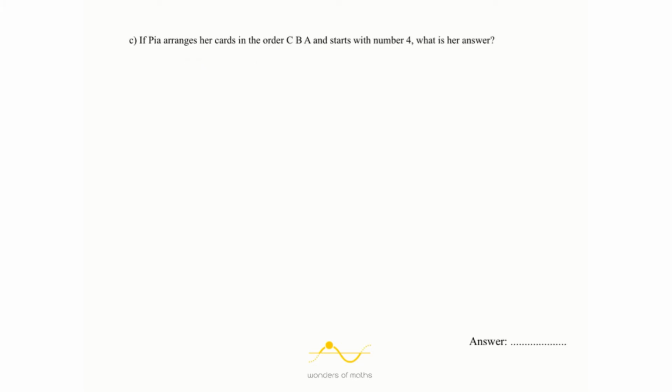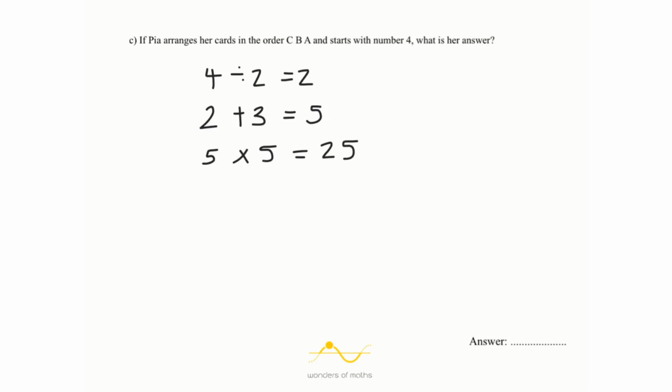Let's move on to part C. If Pia arranges her cards in the order C, B, A and starts with the number 4, what's her answer? Here, we're starting with C, and so your first operation would be to divide by 2. So 4 divided by 2 gives us 2. Next, we're going to add 3. So 2 plus 3 is 5. And finally, we're going to multiply 5 by 5 to give us our final answer of 25.